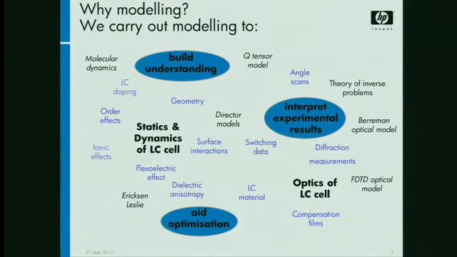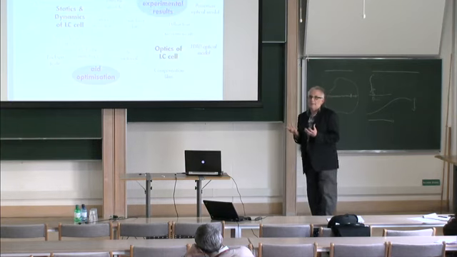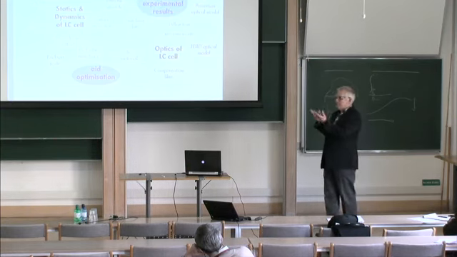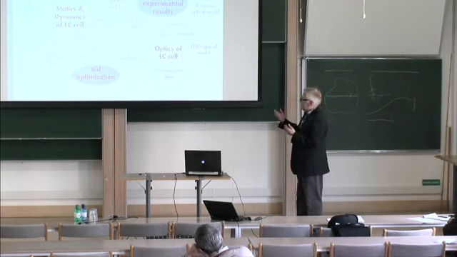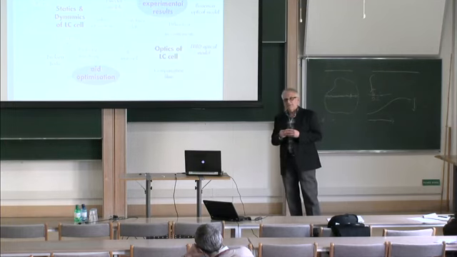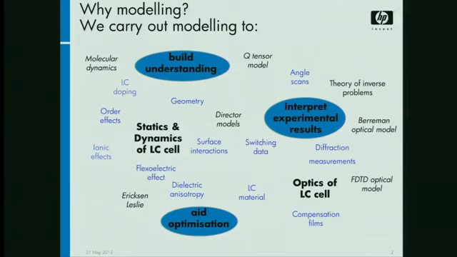So why do we do modelling? Certainly in industry, there's three main things really: to build our understanding, to interpret experimental results, and I'll give one or two examples of this in just a second, at least just an overview, and to aid optimization. So for example, we were focusing on looking at developing new types of liquid crystal display, and these were bistable displays, and at the start we knew they were bistable, we knew how to make them.